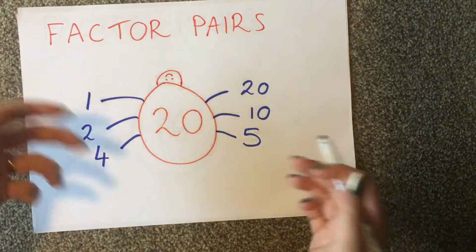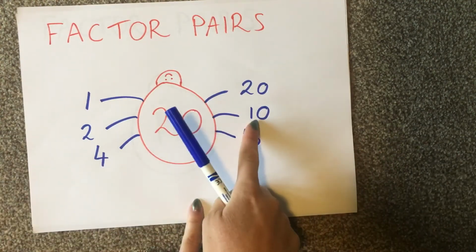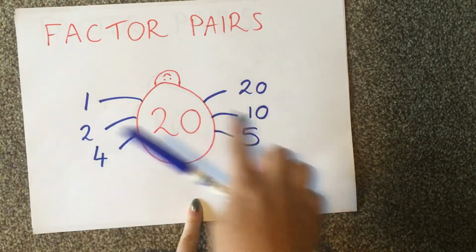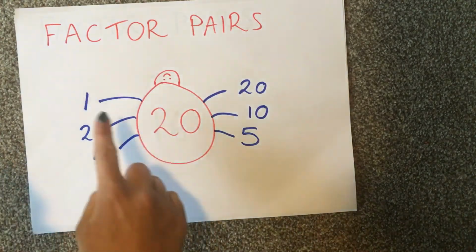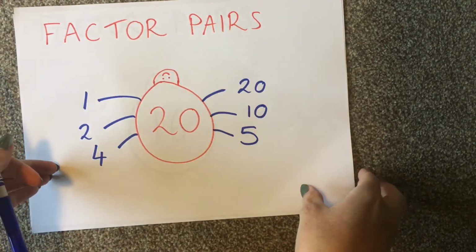Can I have 8 or 9? Neither of those go in. Can I have 10? Yes, I can. I've got it there already. And like I said before, we've hit the halfway point. There won't be any more, so I'm all done. So my factors that go into 20 are 1 and 20, 2 times 10, and 4 times 5.